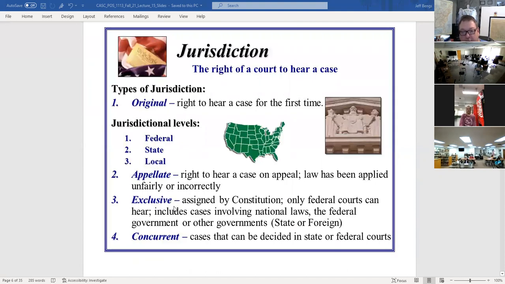There is exclusive jurisdiction. This is something that the Constitution assigns. These are things that only federal courts can hear. And then there's concurrent jurisdiction. These are cases that can be decided in the state or on the federal level. So that's a quick little review of what jurisdiction is.